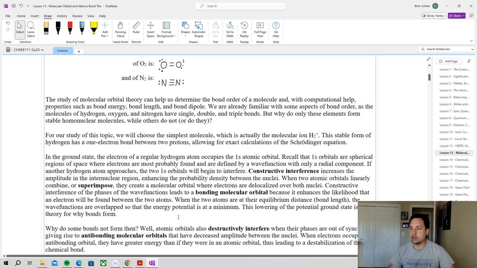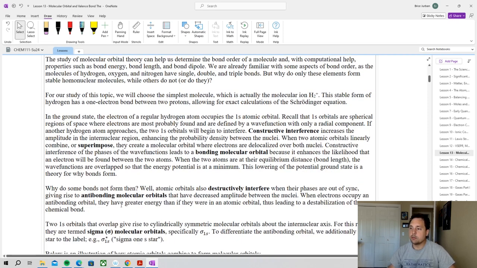And this is the reason why bonds form, because when the wave functions overlap, they create this bonding molecular orbital. And this lowers the energy so much so that bonds are favorable. However, some bonds don't form because atomic orbitals can also destructively interfere.